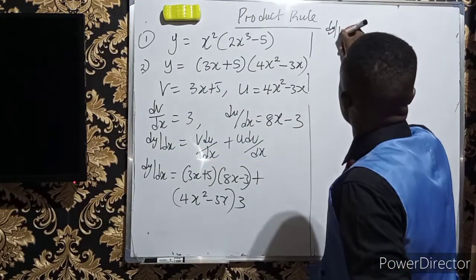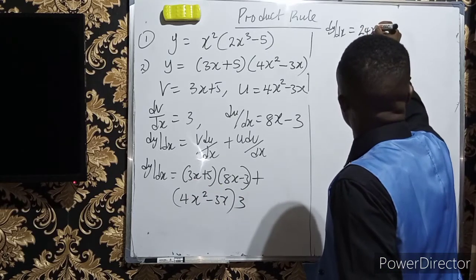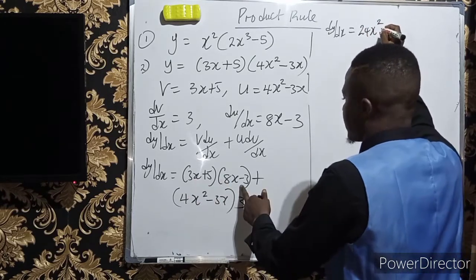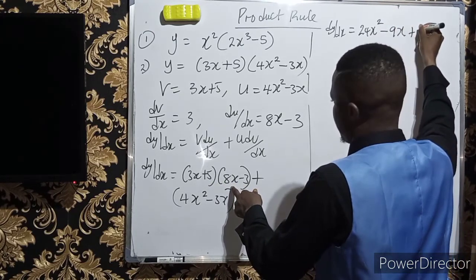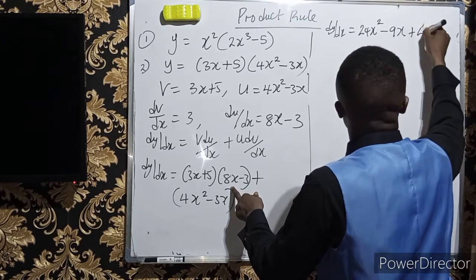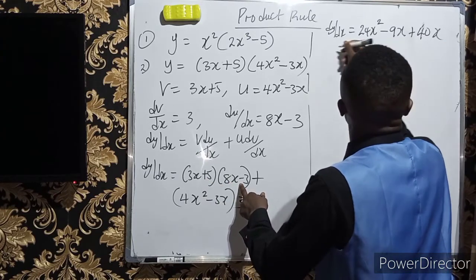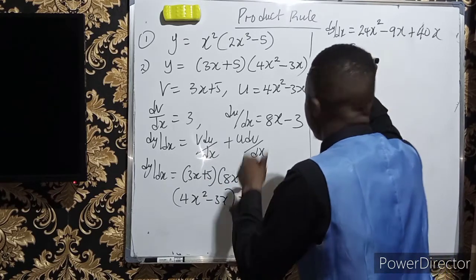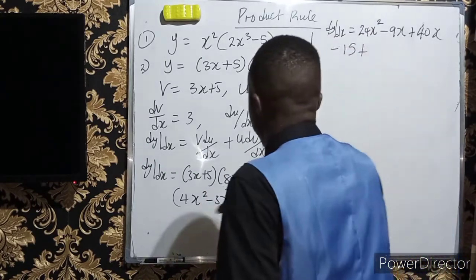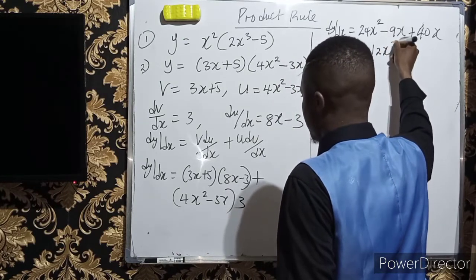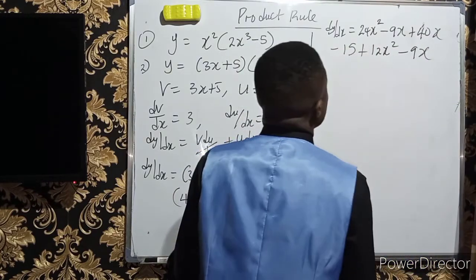So my dy dx will just be 3x times 8x is 24x squared. 3x times minus 3 is minus 9x. 5 times 8x will give me plus 40x. And 5 times minus 3 is minus 15. Plus 3 times 4x squared is 12x squared. And 3 times minus 3x is minus 9x.